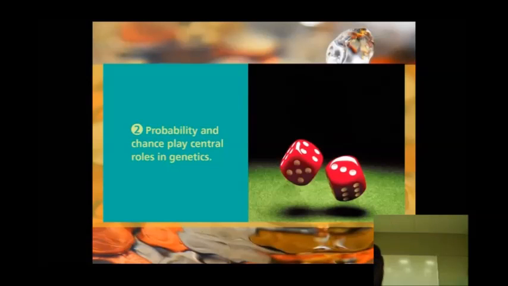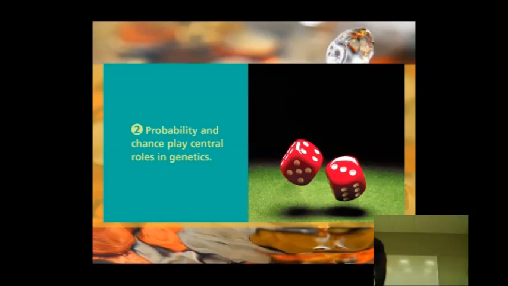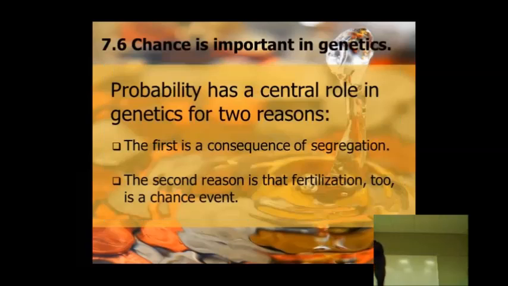So what we look at next is the probability and chance playing a central role in genetics. So if you've ever done any kind of game with dice, you know that you shake them up, and then there are equal probabilities that you could get any one of those. So any of those 12 chances in the shake of the dice.